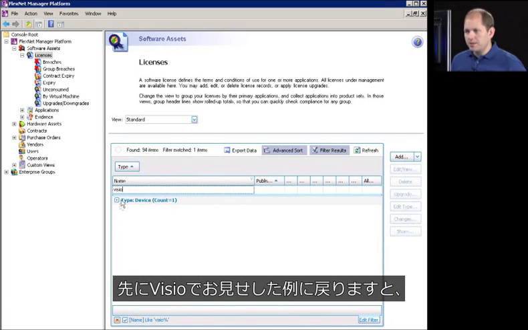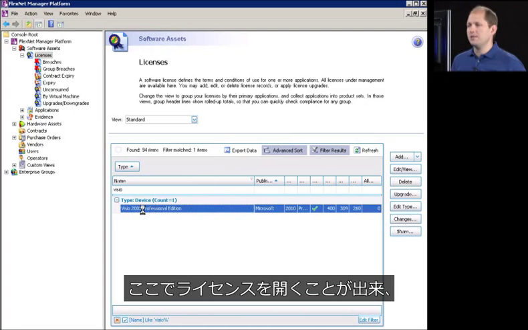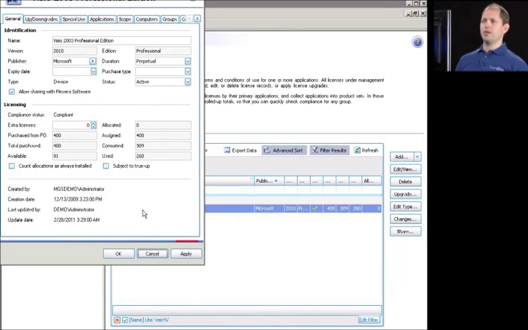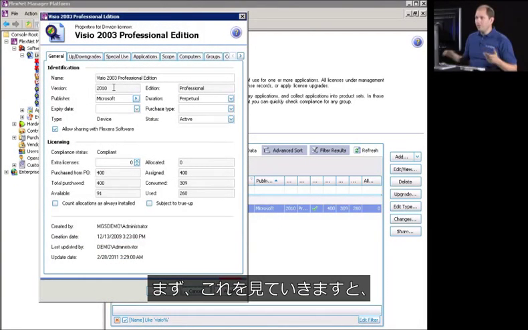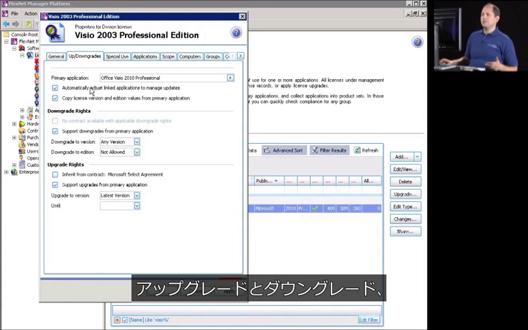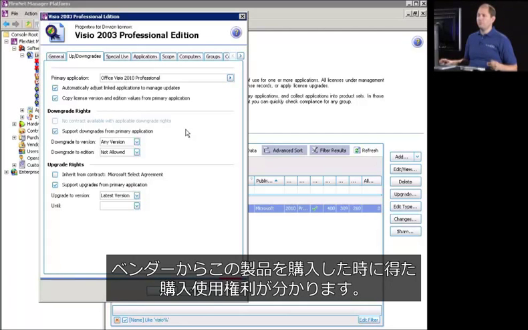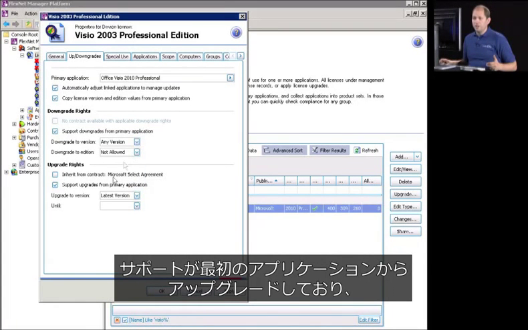If I go back to my example that I showed earlier on Visio, I can open up the license here, and I can show you some of the additional purchasing rights we're monitoring in the system. So first of all, if we look in this, you can understand on upgrades and downgrades some of the purchase usage rights we've acquired when we've bought this product from a vendor. So first of all, this support downgrades from primary application and support upgrades from primary application.